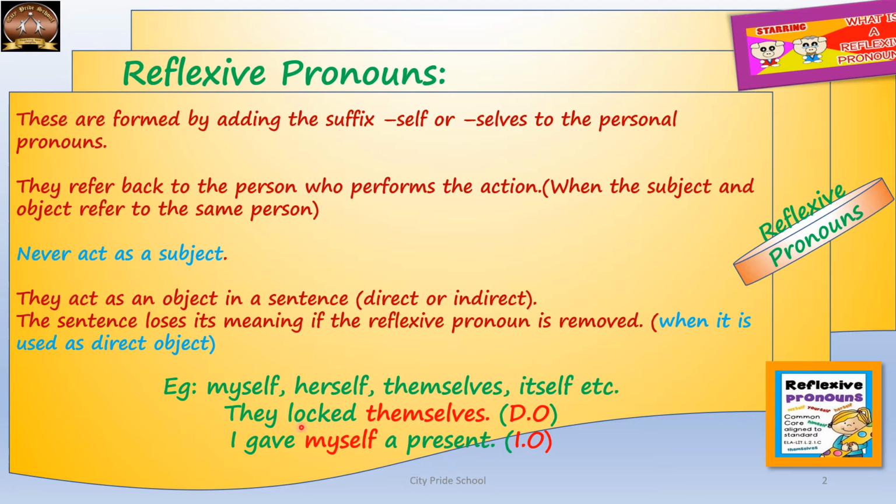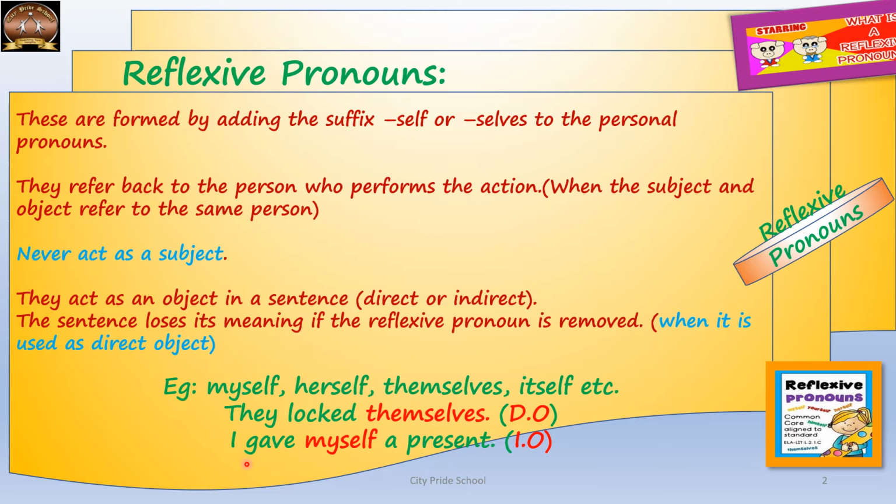Now the first one is, they locked themselves. Here themselves is acting as a direct object because it is answering the question, they locked whom? Themselves. Now if I remove themselves, what are we left with? They locked. Now they locked, it loses its meaning. Yes, this sentence does not have any meaning. They locked what? We don't know, right? So here the sentence is becoming meaningless.